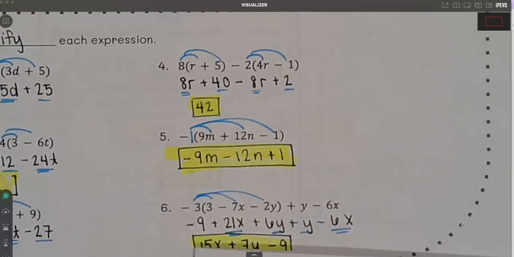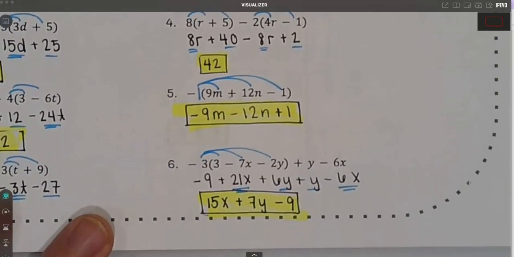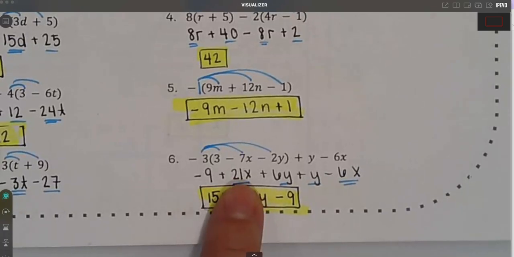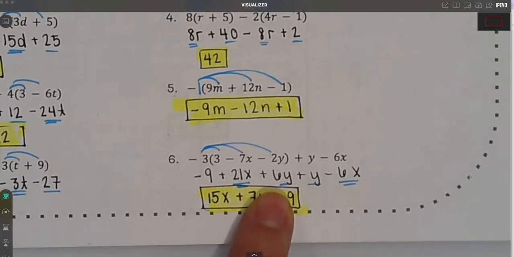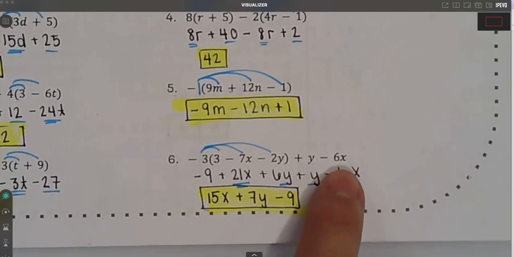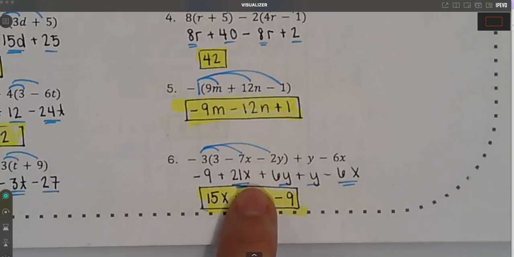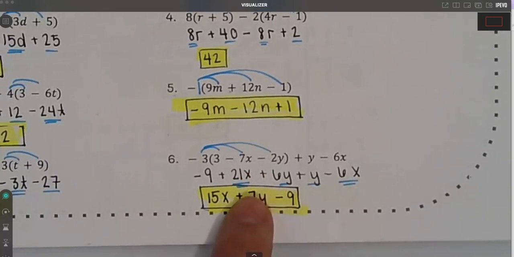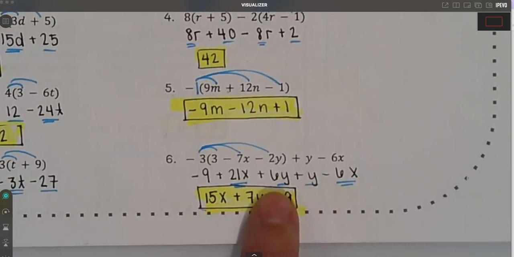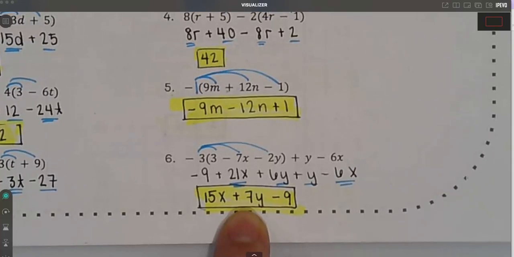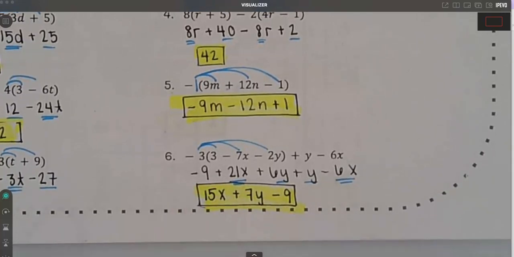All right. And finally, number 6. So here I'm going to distribute the negative 3. That'll give me negative 9 plus 21x plus 6y. And then I still have the plus y minus 6x out here. From there, I can combine 21x minus 6x, which gives me 15x, because 21 minus 6 is 15. 6y plus y is 7y, because 6 plus 1 is 7. And then I have the negative 9.